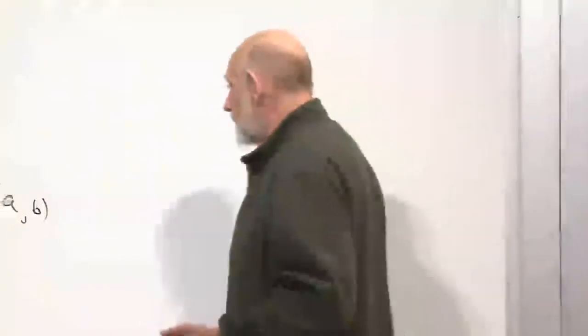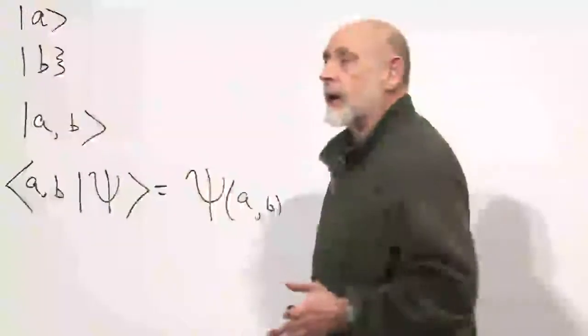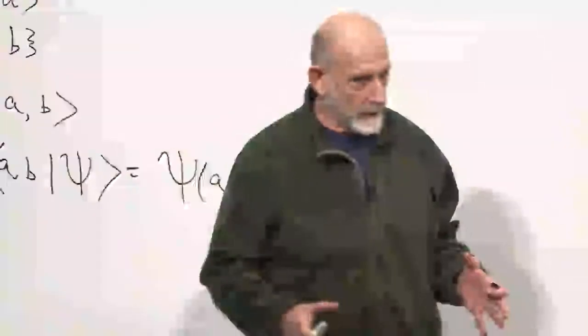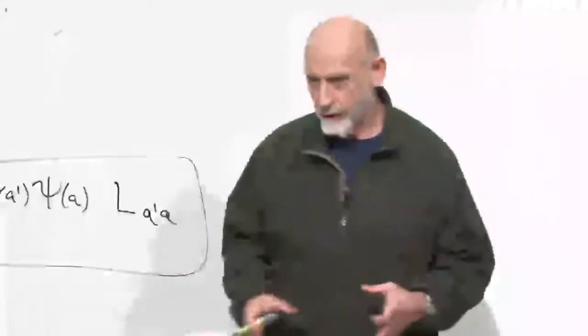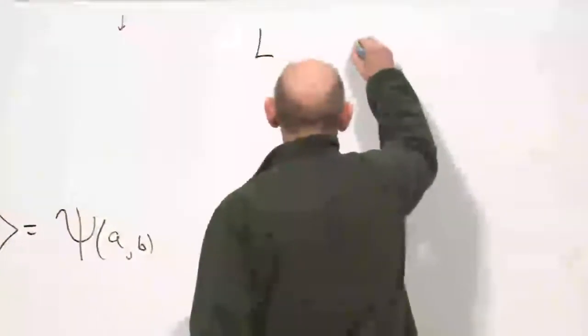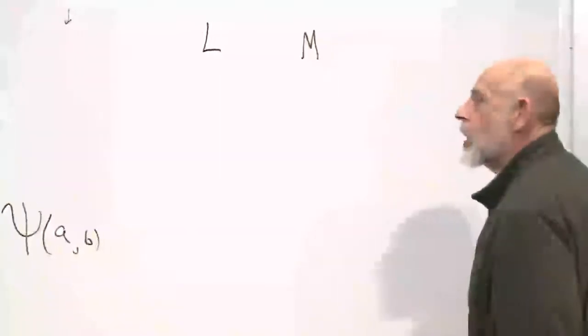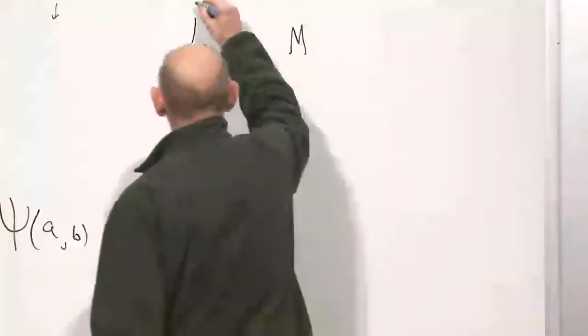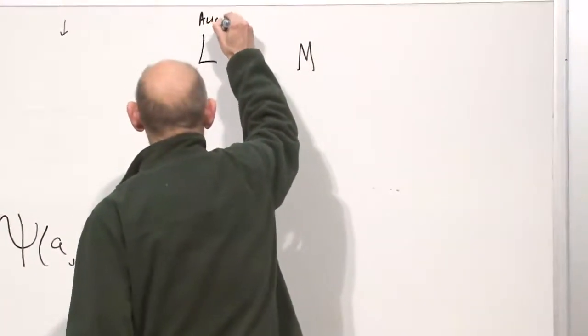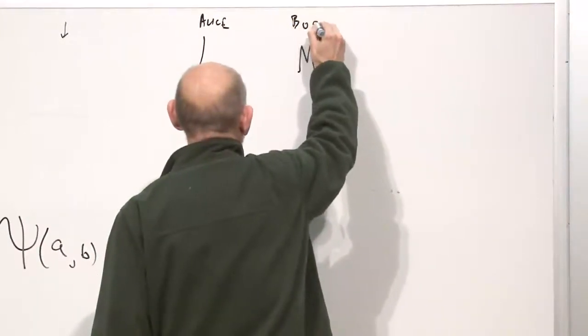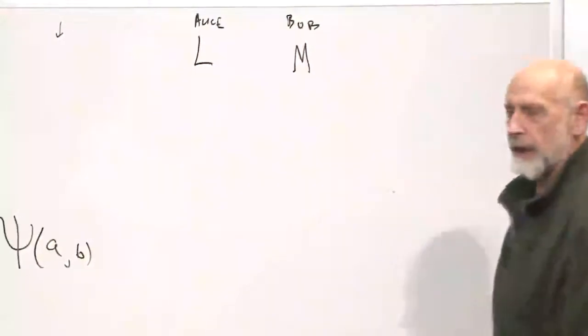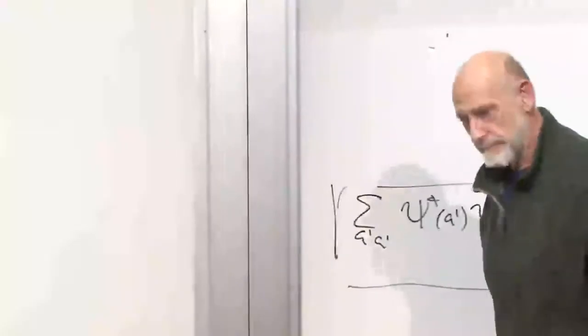And let's talk about observables of a composite system. The observables of a composite system, first of all, among those variables are the ones which would describe the separate subsystems by themselves. So let's suppose that L and M are two observables, one of them having to do with Alice's subsystem and the other one having to do with Bob's subsystem. I could call them L sub A and L sub B, but I won't. I'll call them L and M.